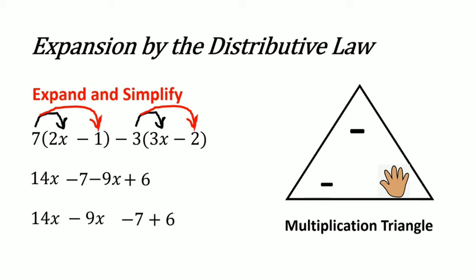So now we would have 14x minus 9x. This would give me 5x, and minus 7 plus 6 would give me negative 1. So our answer will be 5x minus 1.